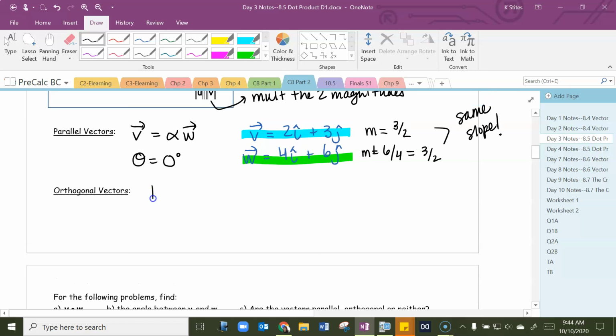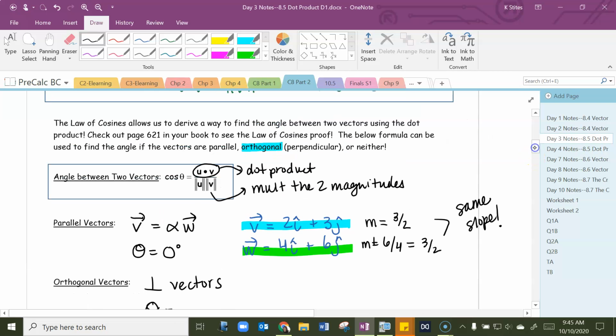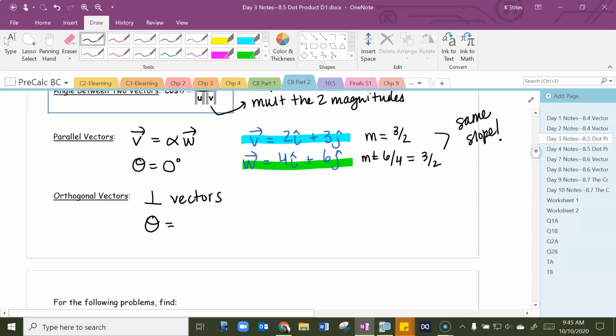Orthogonal vectors, again, are perpendicular vectors. And this means that when we do our formula above, cosine theta equals all that, the angle between them is going to be 90 degrees. Because if they're orthogonal or perpendicular, they need to be 90 degrees apart. Now, something else that is true about orthogonal vectors, and that's why we're talking about this within this lesson, is that when you do the dot product between them, you are always going to get a 0.